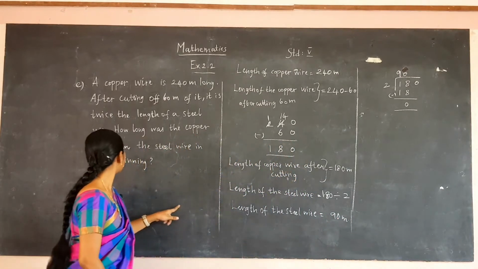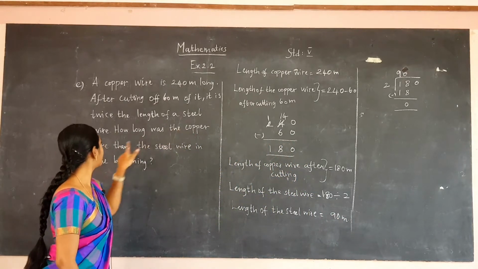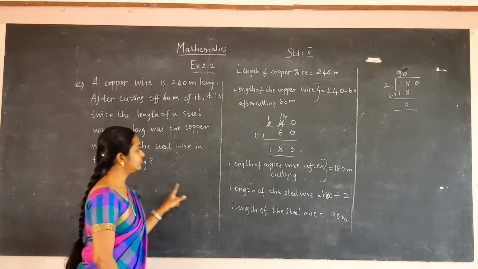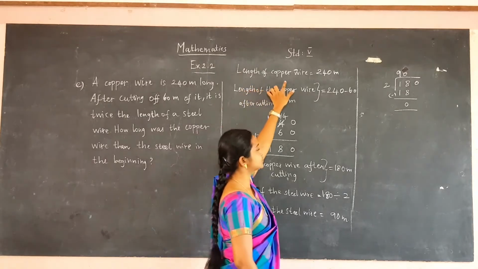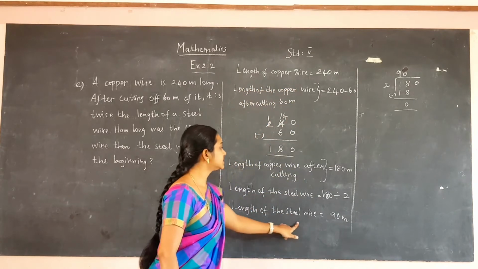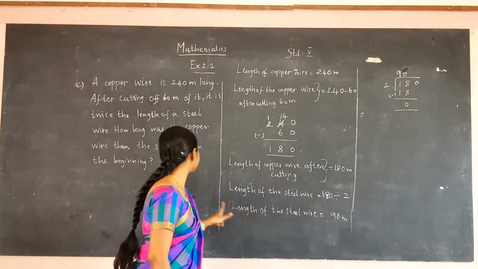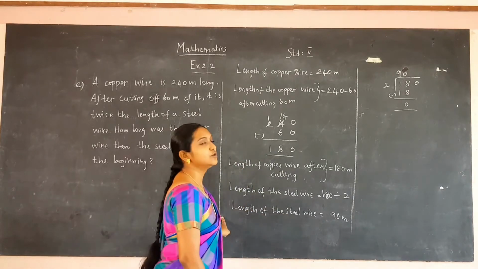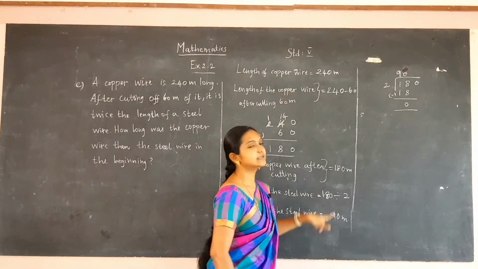Now we have to find how long was the copper wire than the steel wire in the beginning. We know that the length of the copper wire is 240 meter and the length of the steel wire is 90 meter. Now we have to find how long it was. So we have to subtract 240 and 90.